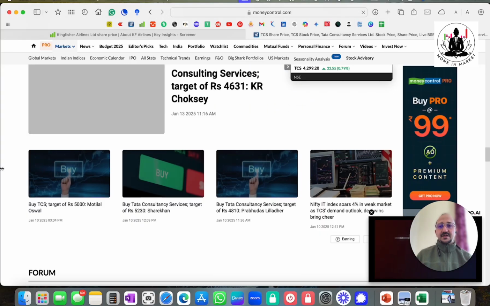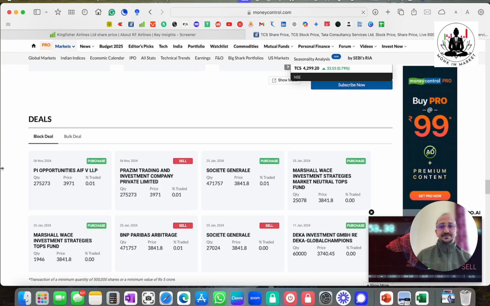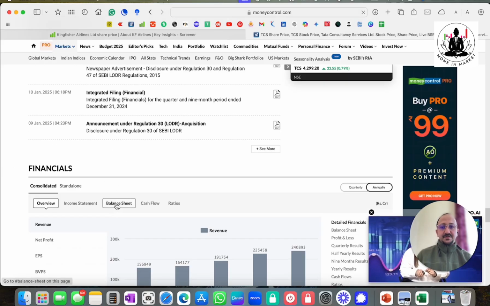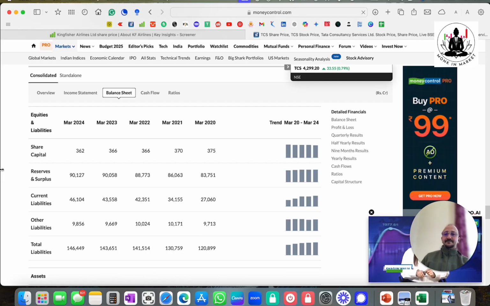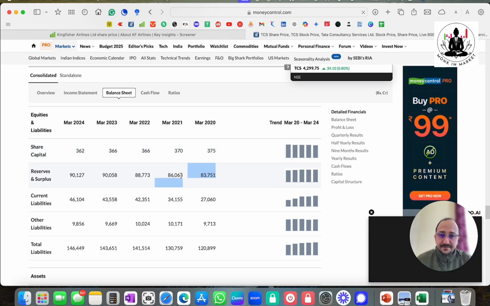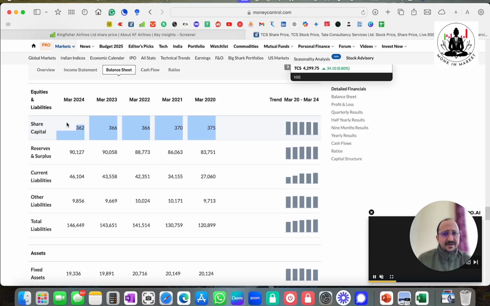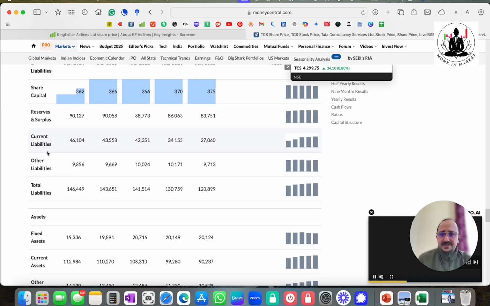Okay. Now let's scroll down. So balance sheets. From this side to this side, are reserves and surpluses increasing? They are increasing, right? So the first thing is good. Second thing, these are the share capital. The share capital is all nearby constant. It's near to constant.